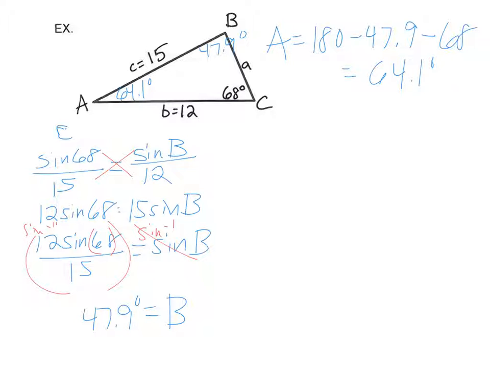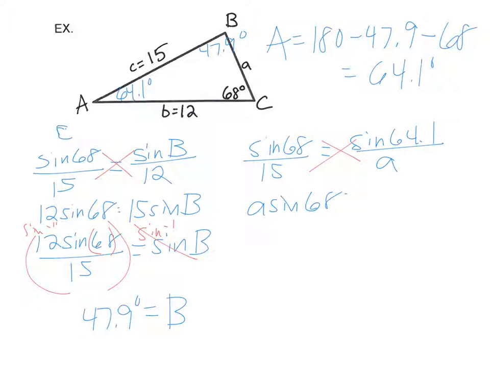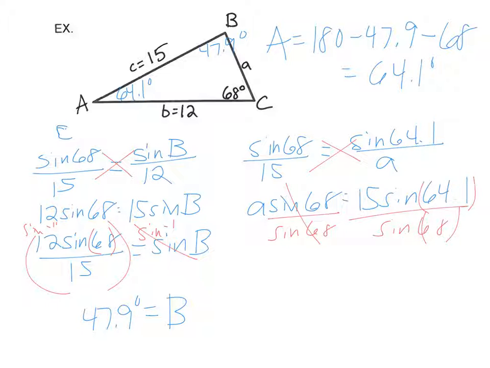All we're missing now is side A. So let's use the C's again. We know they're right. Sine of 68 over 15, and now set that up against the A's. Sine of 64.1 over side A. Cross multiply. A sine 68 equals 15 sine 64.1, and divide. And we end up with side A being 14.6.